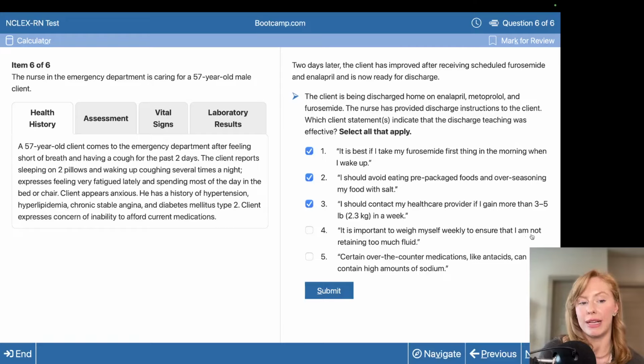It is important to weigh myself weekly to ensure that I'm not retaining too much fluid. Is that true or false? Should patients with heart failure weigh themselves weekly? How often should heart failure patients weigh themselves? It's daily, right? Because if we only weigh once a week, it could be too late. This can happen very fast.